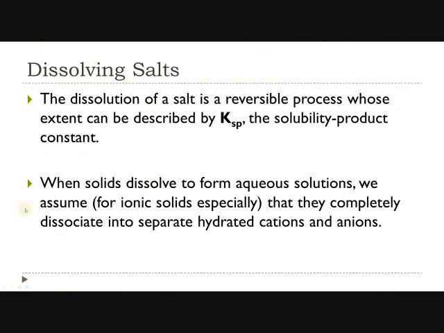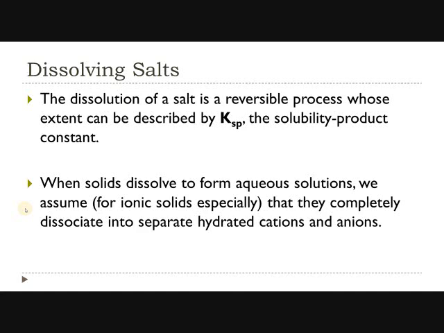Another way to look at equilibrium is by looking at how soluble salts are. The dissolution of a salt is a reversible process whose extent can be described by what's called Ksp, or the solubility product constant. Just like our other Ks, Ksp is an equilibrium constant, but it's specifically for dissolving salts. When solids dissolve to form aqueous solutions, we assume, for ionic solids especially, that they completely dissociate into separated hydrated cations and anions.